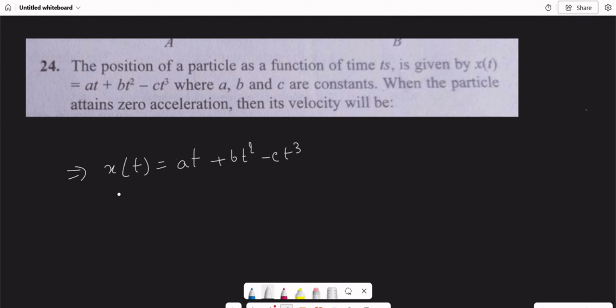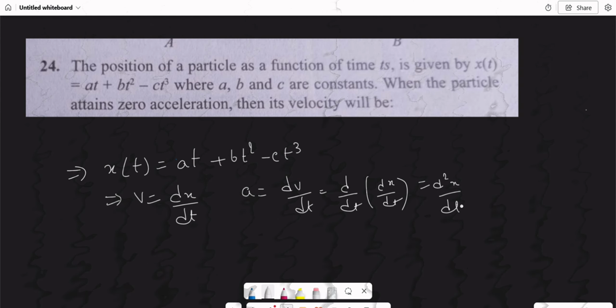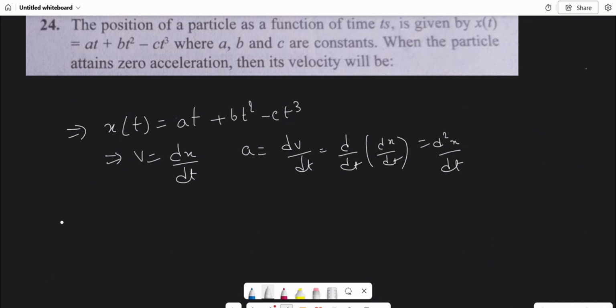So how do we find the acceleration of the particle from the position function? We differentiate it two times. Velocity is dx by dt and acceleration is dv upon dt, which is d upon dt of dx upon dt. So it is d2x, the double derivative of the position function. Let us differentiate it step by step.